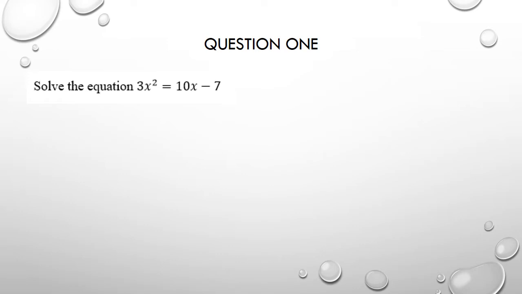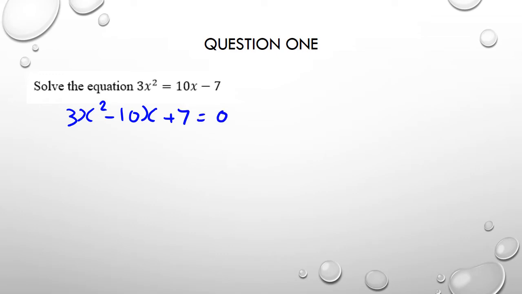Right. The first question is a quadratic equation, and we can tell it's a quadratic because the highest power of x is 2. So the first step of solving a quadratic equation is making the equation equal to 0. So we're going to rearrange and make the equation equal to 0.